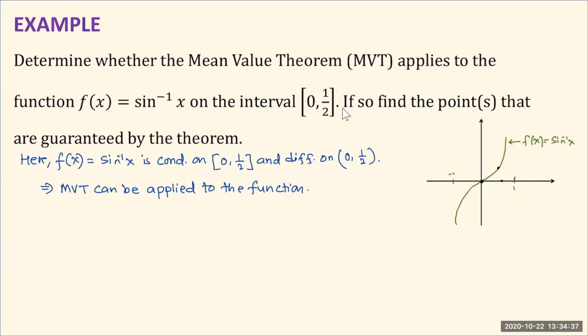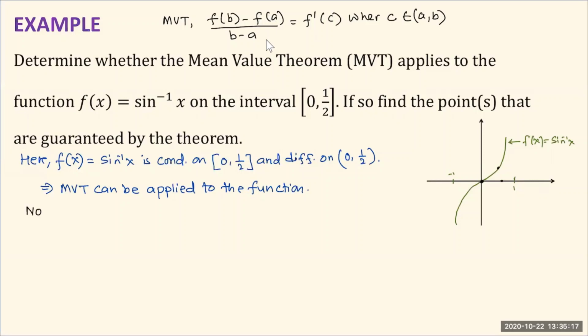And the mean value theorem, you know the mean value theorem, says f of b minus f of a divided by b minus a is equal to f prime c, where c is in the interval a up to b. So for this function, we have to find f of b minus f of a over b minus a, and also we have to find the derivative at c. So let's first find f of b minus f of a over b minus a.